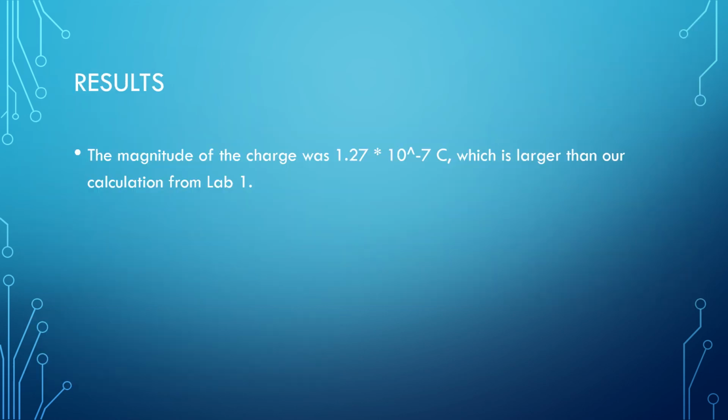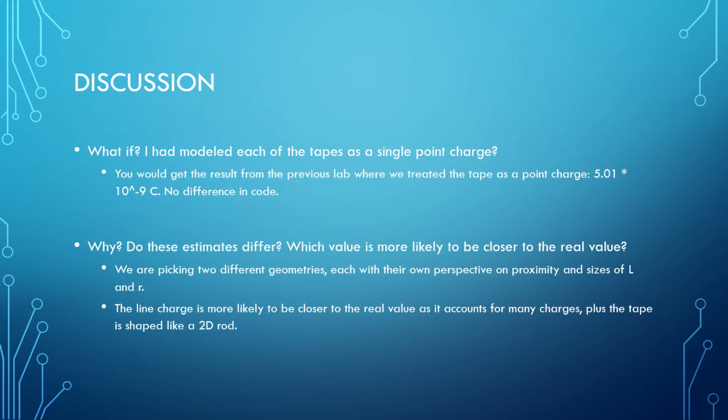And the results we got were actually very different. We got a much larger magnitude of 1.27 times 10 to the negative 7 coulombs, which is about 100 times larger than the calculation from Lab 1. So that was really interesting.